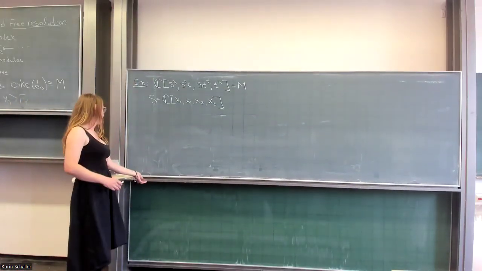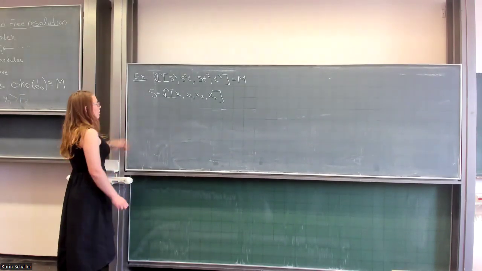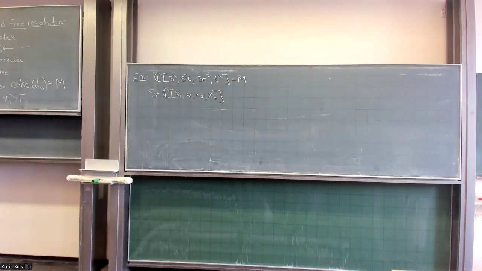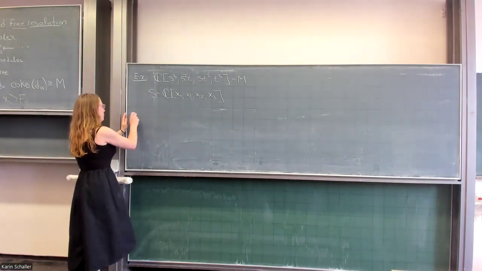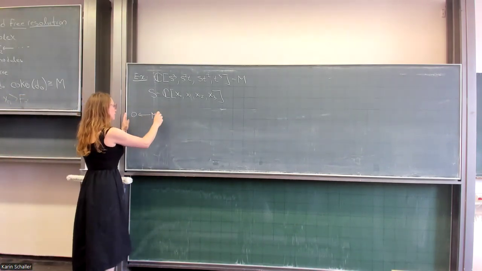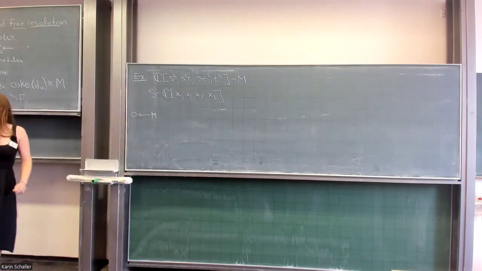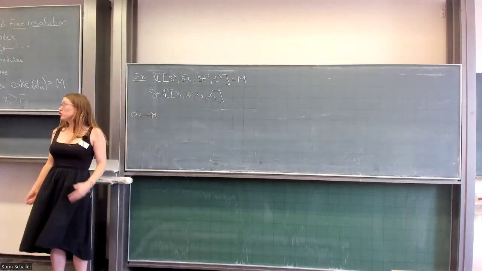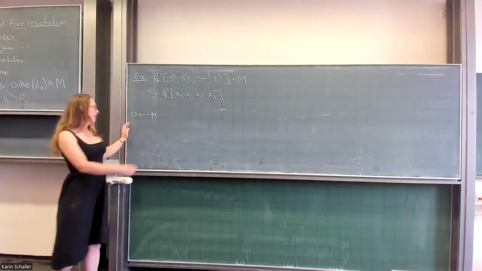Let's try to find the minimal graded free resolution of it. Well, I want to find something whose cokernel is M. So I start by writing M. And I need some free module that surjects onto M, but lo and behold, I picked one variable for each generator, so I can just surject S onto M.